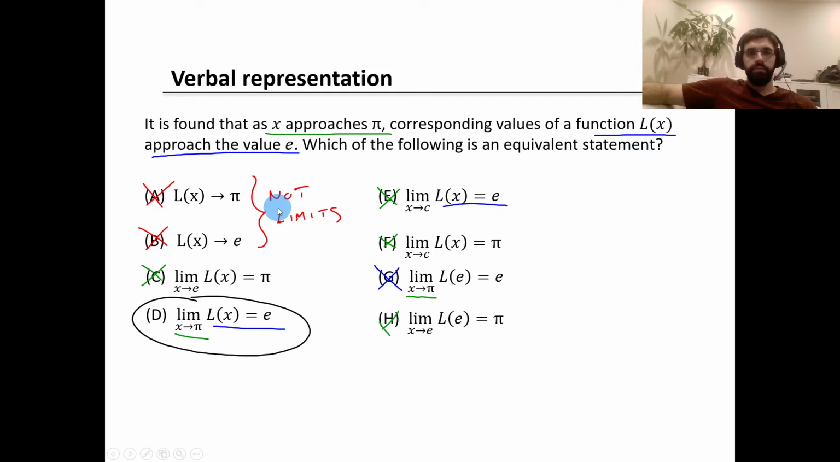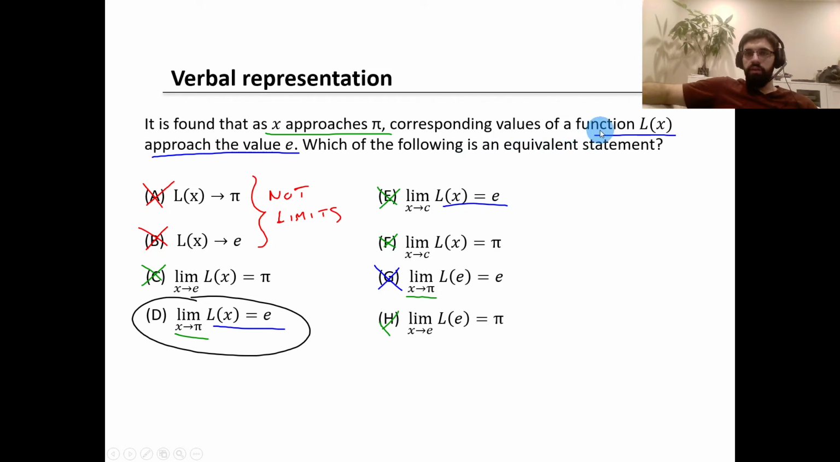They're not even limits. If we look at the statement, as x approaches pi, we're looking for a statement that starts off with the limit as x approaches pi. And so we can see D has a limit as x approaches pi, and G also has a limit as x approaches pi. And so for that reason, we can eliminate C as an option. We can eliminate E, F, and H.